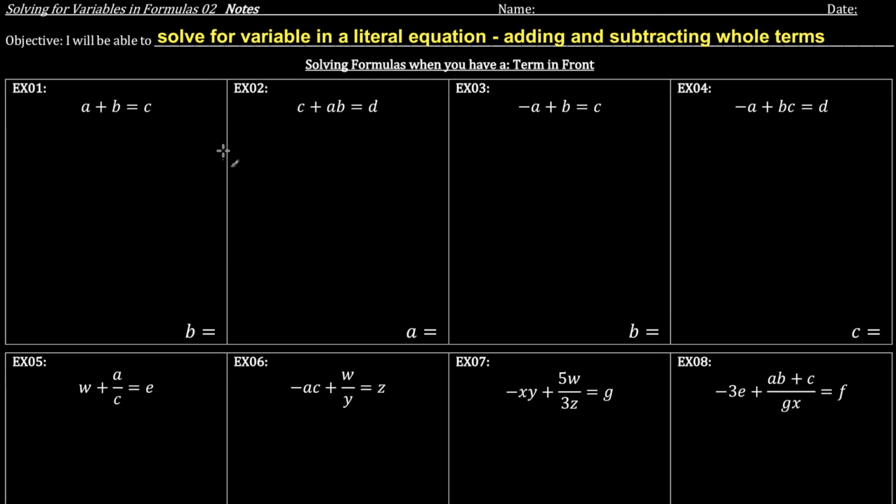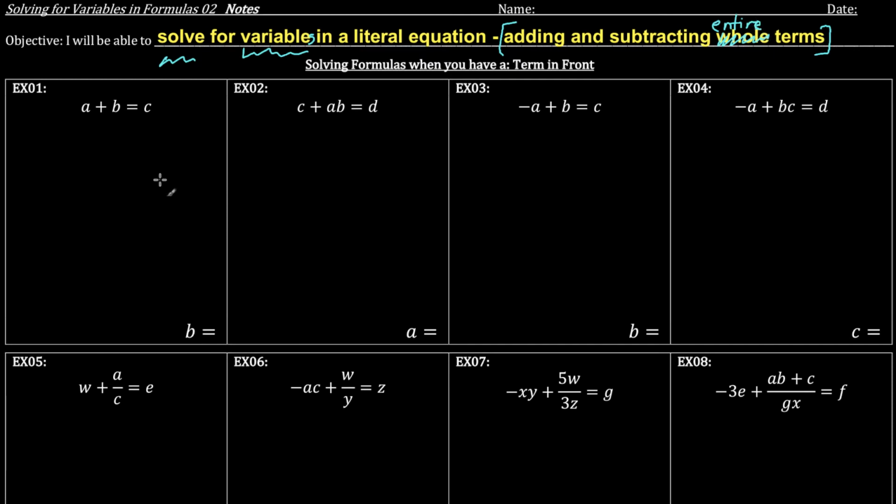Okay, so in this lesson, we are going to solve for variables in a literal equation or a formula. It's just the next lesson in the sequence. This time, though, we are going to add and subtract entire terms, and you'll see what I mean as we do it.